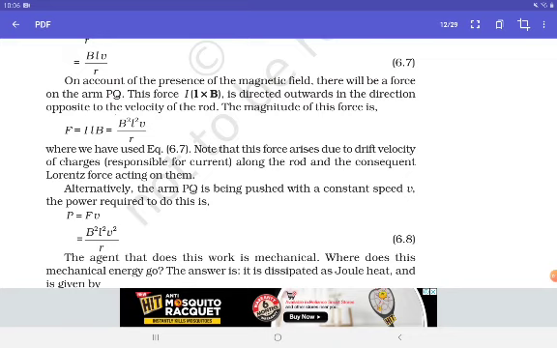Alternatively, the arm PQ is being pushed with a constant speed V. The power required to do this is P is equal to Fv is equal to B square L square V square divided by R. The agent that does this work is mechanical. Where does this mechanical energy go?